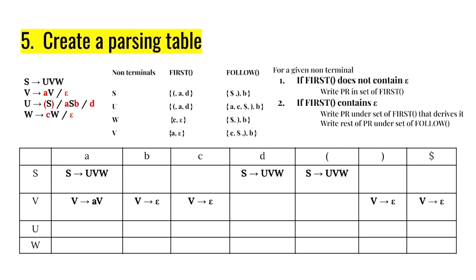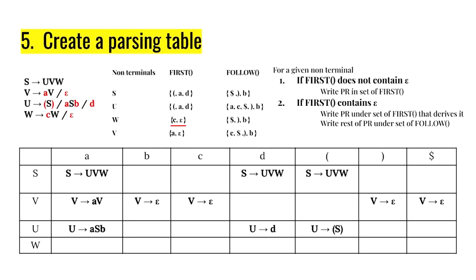For non-terminal U, its first does not contain epsilon. It has three production rules. The terminal open bracket can be derived by U derives open bracket S closing bracket. Therefore, we write it under the column of open bracket. U has a production rule that derives ASB. As it derives the terminal A, we will write the production rule in the column of A. U also derives terminal D. We will write this production rule in the column of D.